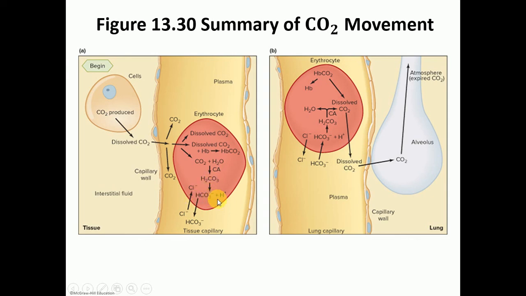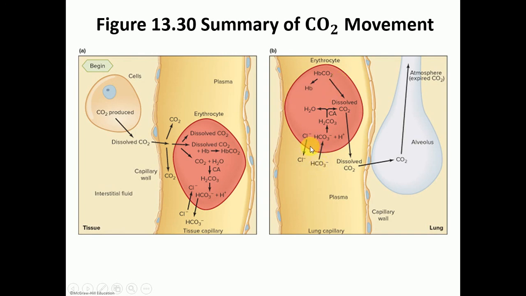That breaks down to HCO3 and hydrogen. That HCO3 leaves the red blood cell in exchange for a chloride, which is also negative, and that exchange is known as the chloride shift. Now this red blood cell is going to circulate to the lungs, and at the lungs, everything is going to be reversed. So that dissolved carbon dioxide can easily diffuse out of the red blood cell and then diffuse out to the air sac. The hemoglobin plus the carbon dioxide can also dissociate easily.